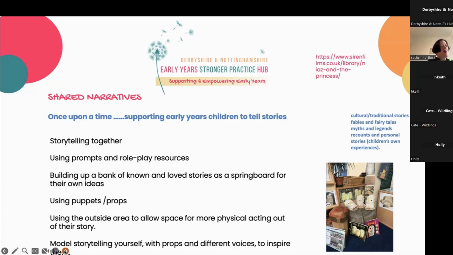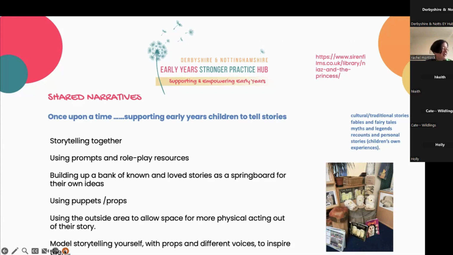So a long time before children can write, they can orally retell stories. And if children can't orally retell stories, then when they get to the point where they've got all those skills to be a writer, they don't have that rich pool of narrative to draw upon as part of that.